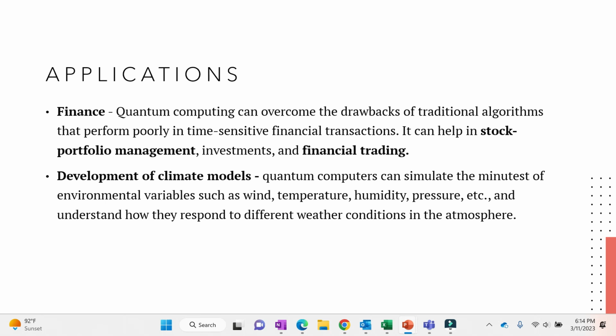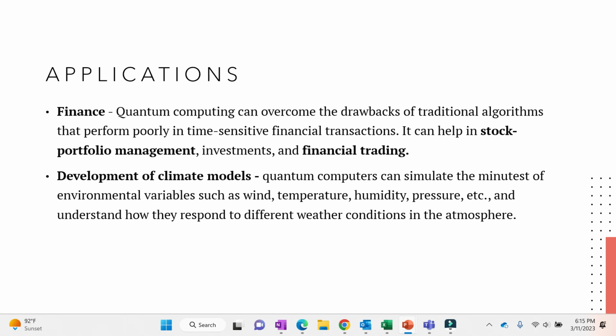Then in the finance field, to do financial trading and stock portfolio management, quantum computing can be used instead of the traditional algorithms which are poor in time sensitivity. Similarly, the development of climate models. Quantum computing can be used to simulate the very minutest detail of wind, temperature, humidity, pressure, etc., and build a better model to predict climatic conditions.